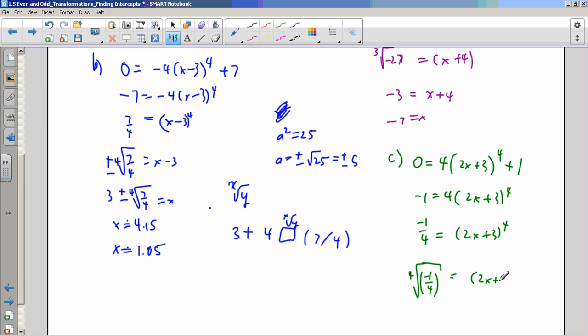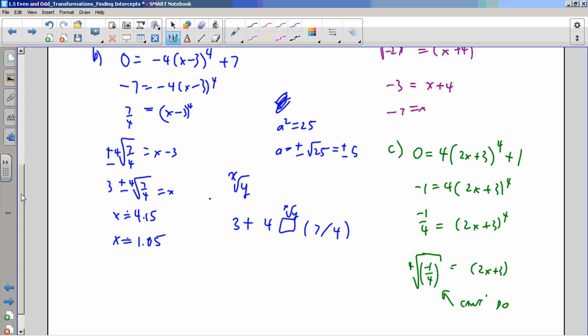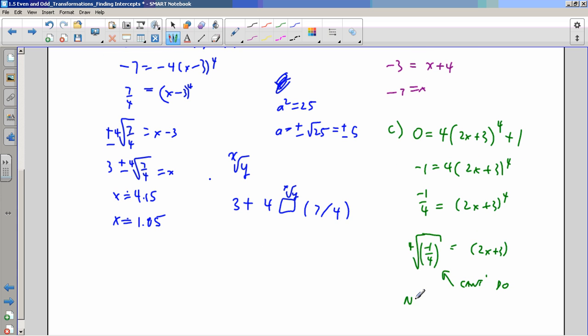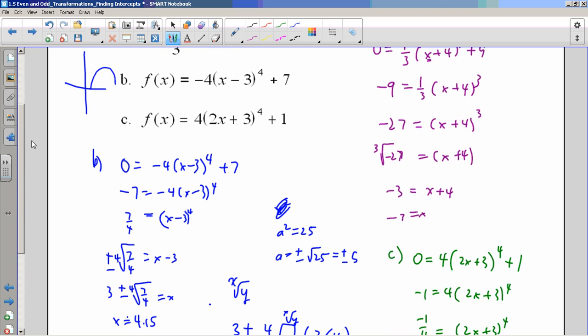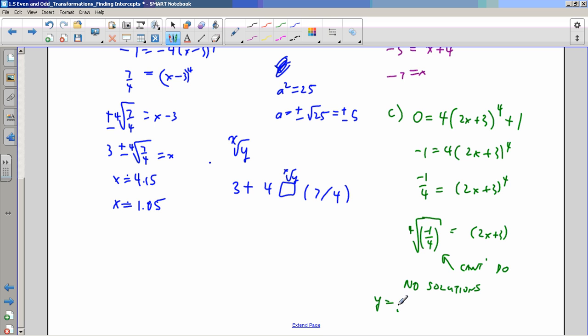No. I can't do this. Right? Because there's no number that multiplied by itself four times is going to give me a negative. So what does this mean? There's no solutions to this. So that means this graph, y equals f of x, has no x-intercepts.